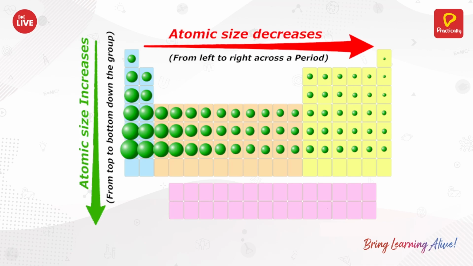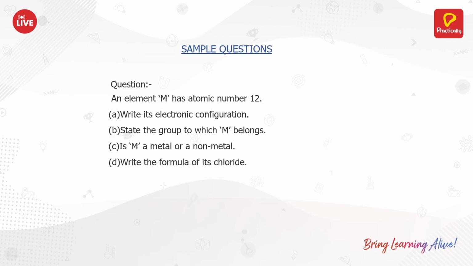Now this is one of the topics of class 10th where we will learn about the trends in the modern periodic table. Whenever we are moving across a period, the atomic size goes on decreasing. And whenever we move down a group, the atomic size increases. So here, these are the sample questions. So you have seen how the questions have been asked and you need to know how to frame an answer. So we will learn this in our one shot series.